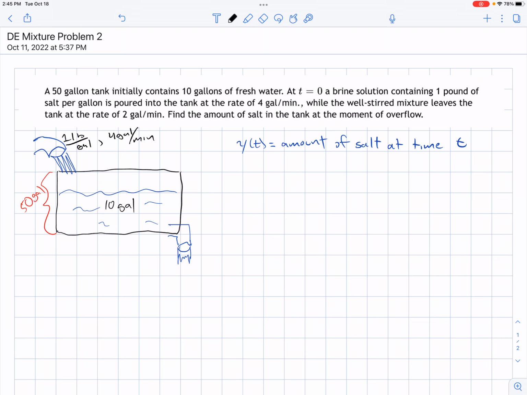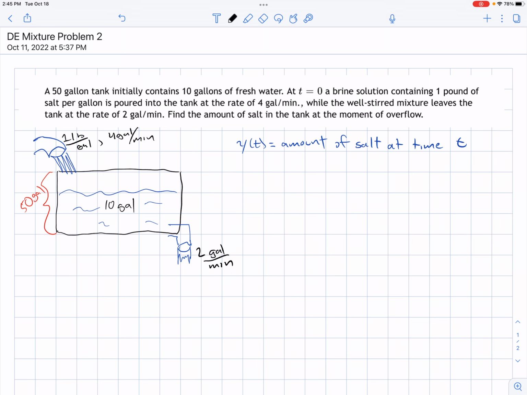So as this is being mixed really well, the brine solution is leaving the tank at 2 gallons per minute. And we want to find the amount of salt in the tank at the moment of overflow. So I've already written down, we're going to let y of t equal the amount of salt at time t. So we want to create a differential equation using this information.